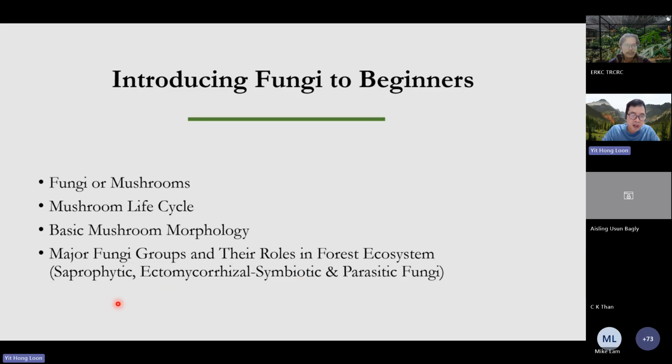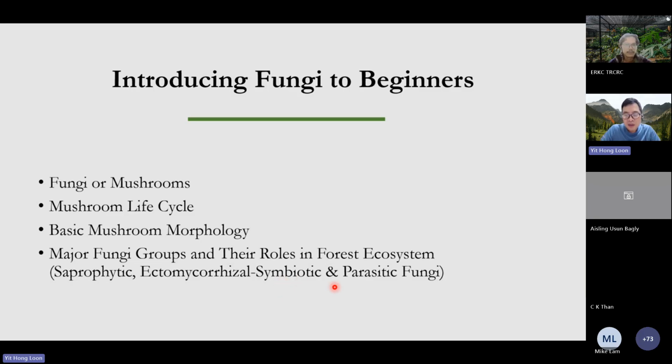The major fungi groups are saprophytic fungi, the group of fungi that act as decayers, decomposers, or nutrient recyclers. Then we'll talk about ectomycorrhizal or symbiotic mushrooms. This is a very important group of fungi that support plants and flora in the forest. They support the trees to grow better and healthier.